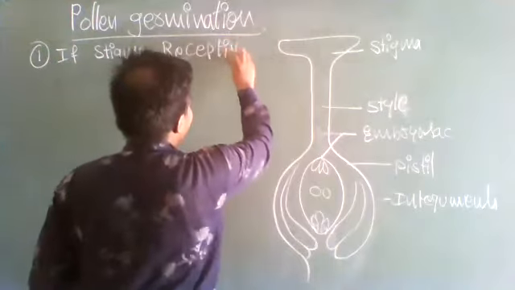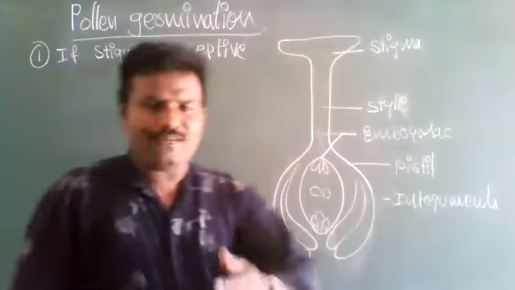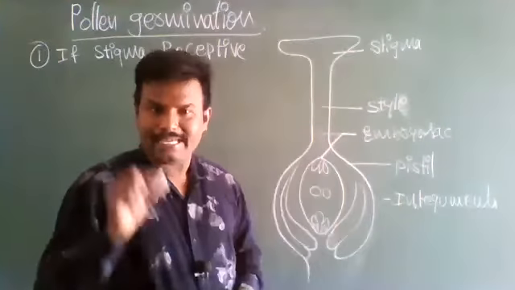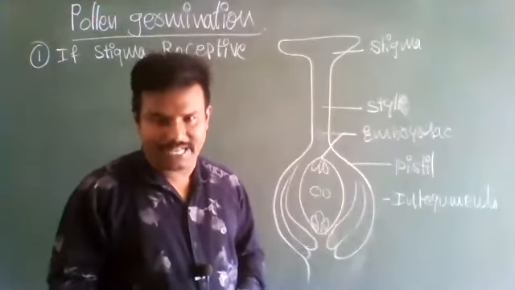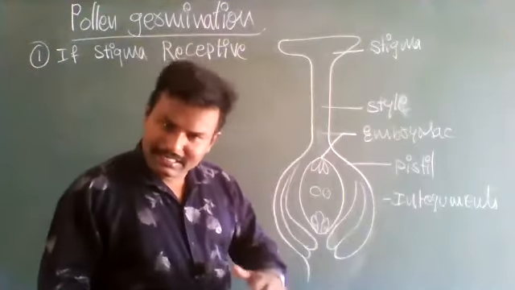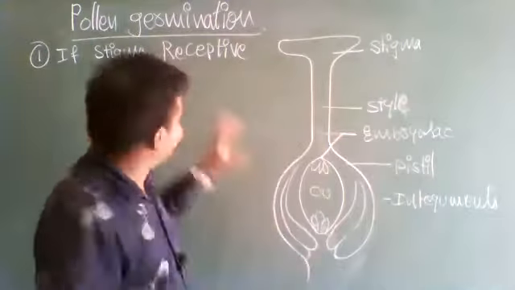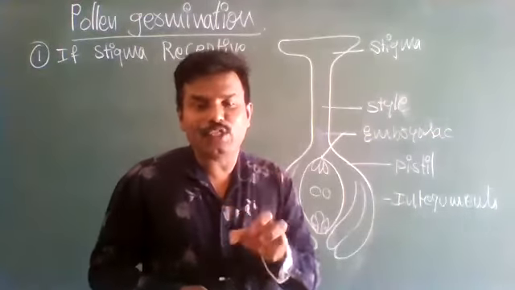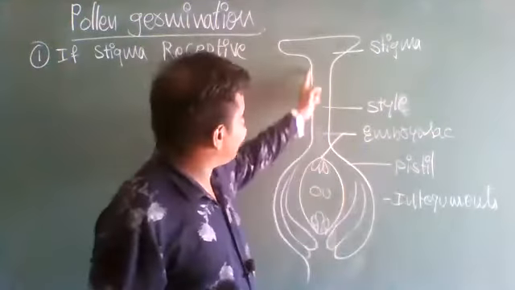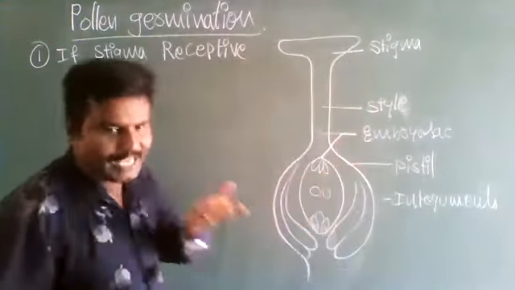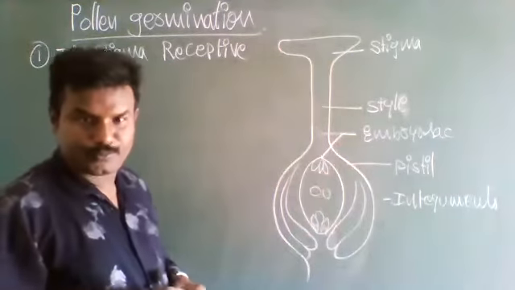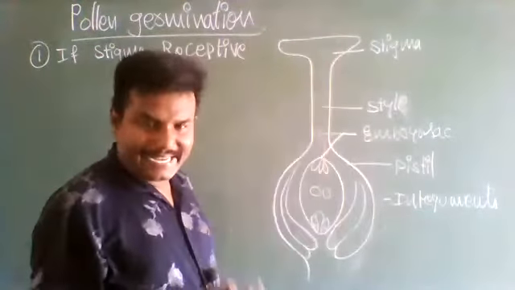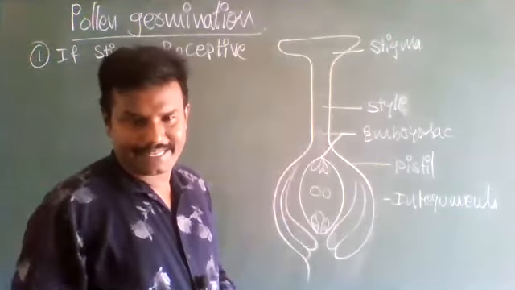Receptive, if stigma is receptive, see here, already we discussed that the stigma and anther should be receptive. When anther is receptive, then pollination occurs. At the same time, stigma also should be receptive. Receptive means what? It should be matured. It must be ready to germinate. So when this style and stigma is receptive, this stigma is ready to accept the pollen grains.